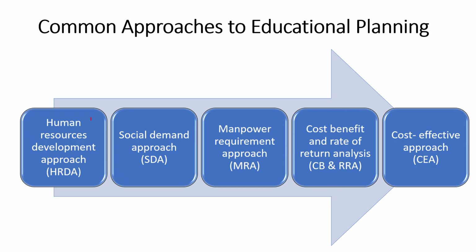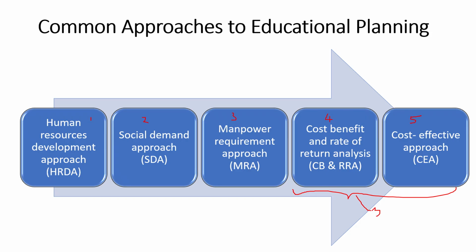One is human resource development approach. Second is social demand approach. Third is manpower requirement approach. The fourth one is cost benefit and rate of return analysis, and this fifth one is cost effective analysis approach to planning. These two blocks also comprise at least 3 of them.